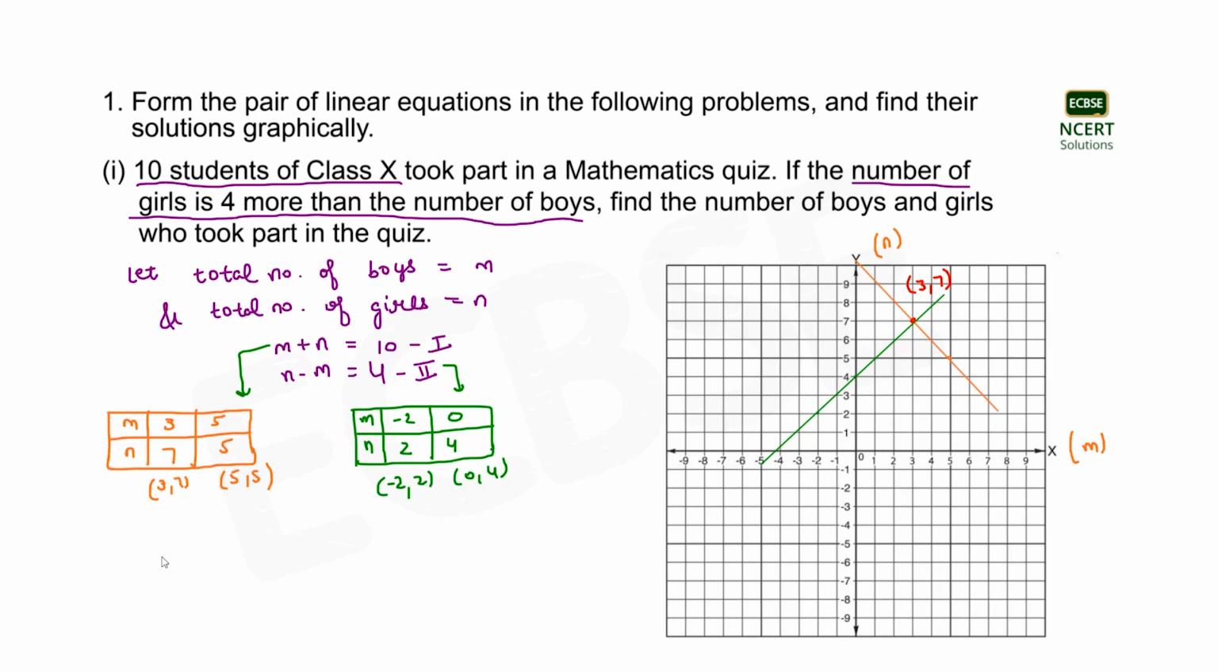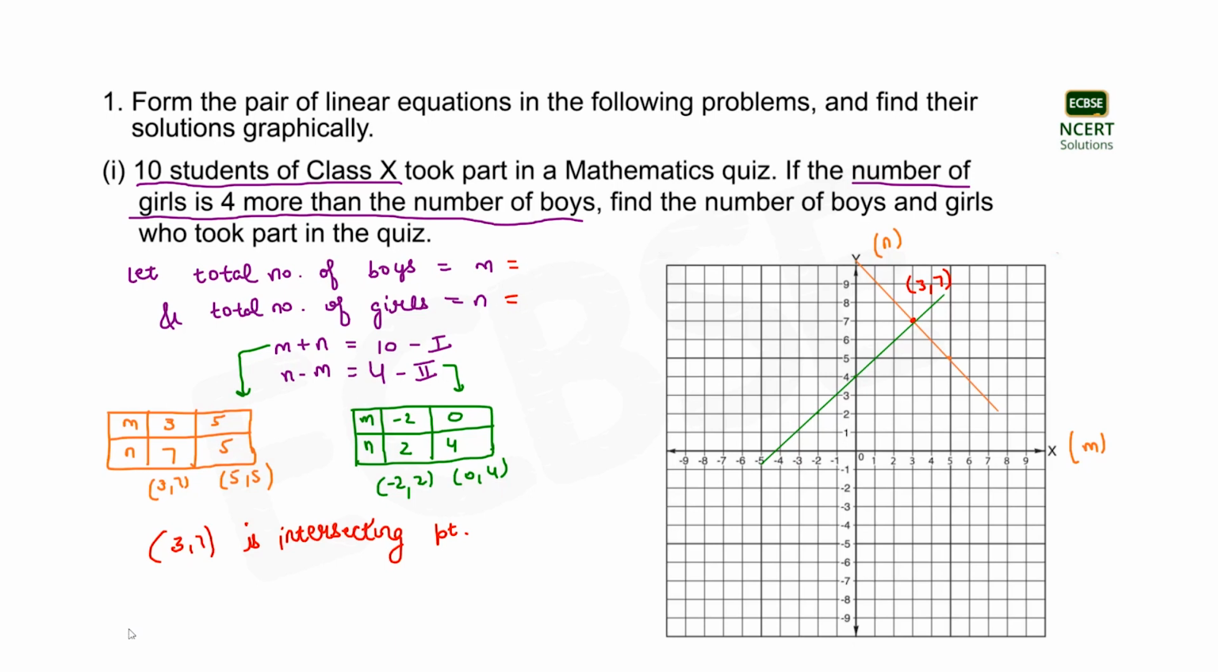Means 3, 7 is the intersecting point for these 2 linear equations. What it means is that these 2 equations have a solution 3, 7. That is, if we put the value of m equals 3 and n equals 7 in both the equations, then their left hand side comes out to be equal to right hand side. So 3, 7 will be the solution for this problem.